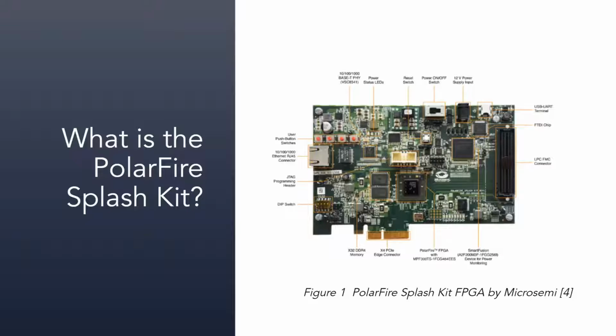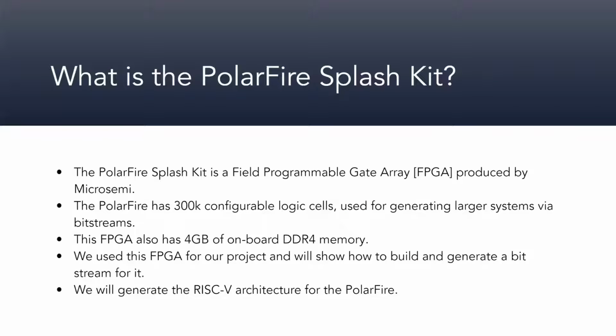So this is a PolarFire Splash Kit from Microsemi. So what is a PolarFire Splash Kit? A PolarFire Splash Kit is a field programmable gate array produced by Microsemi. The PolarFire has 300K configurable logic cells used for generating large systems via bitstreams. This also has 4 GB of onboard DDR4 memory. We also use this FPGA for our projects and will show how to build and generate a bitstream for it. We also will generate a RISC-V architecture on the PolarFire.